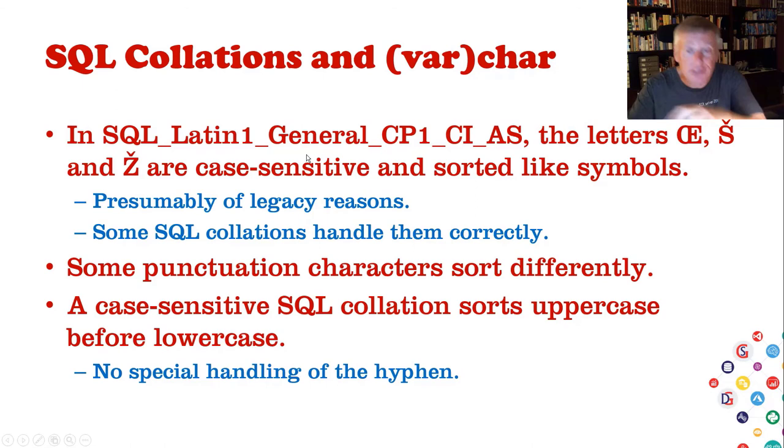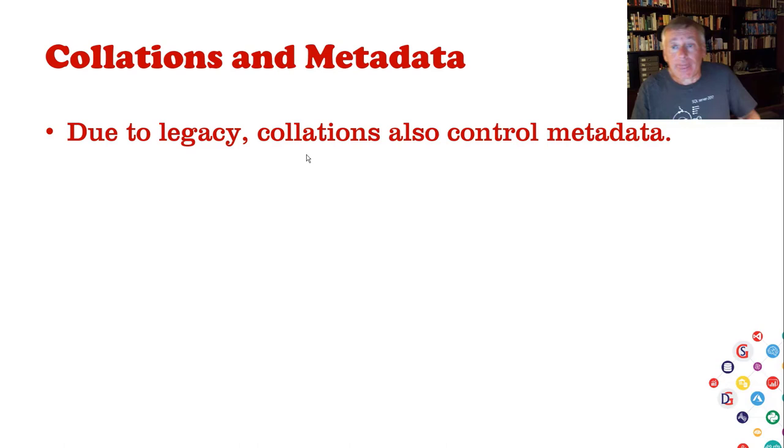So, now let's talk about some pain points with collations. Collations and metadata. This is the one I like the least, more or less. Due to legacy, collations also control metadata. Remember that I talked about way back in SQL 7? In SQL 7, yes.